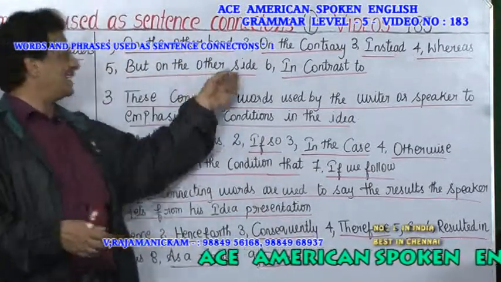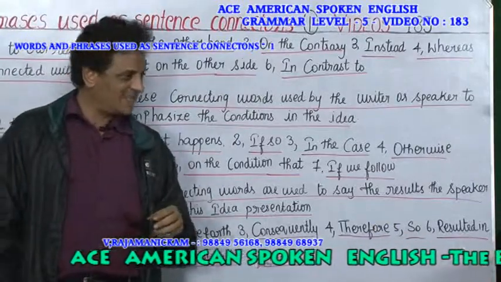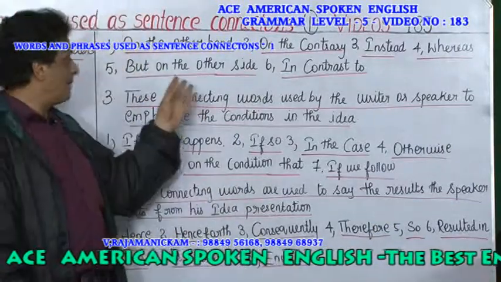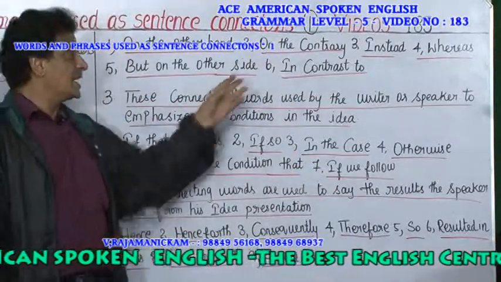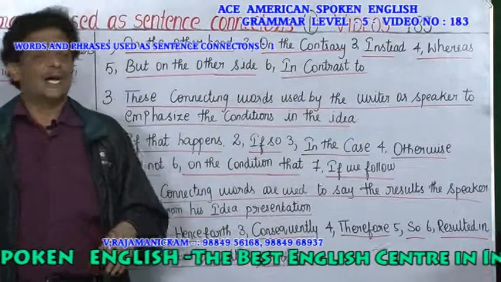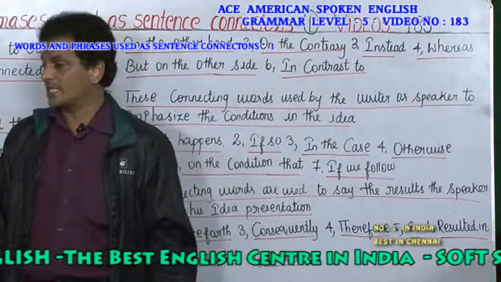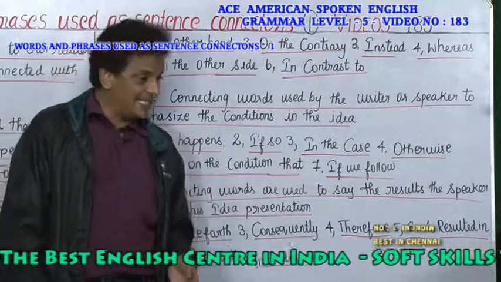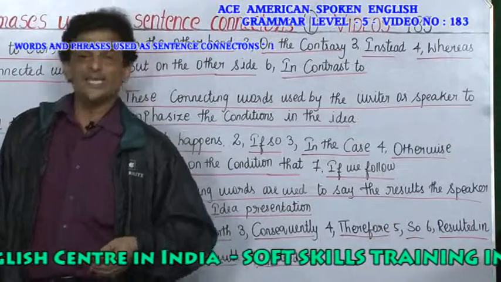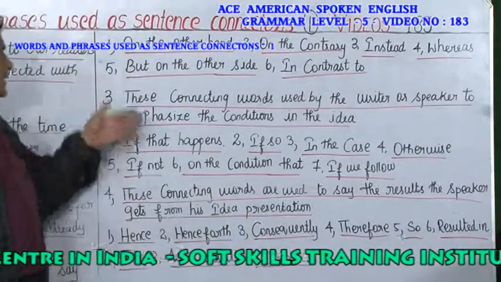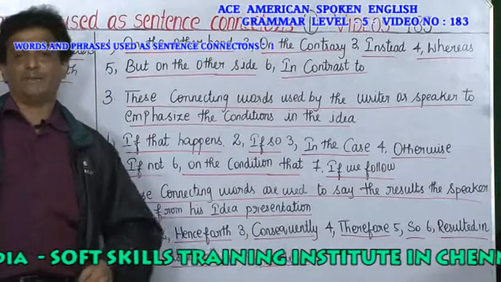Whereas, but on the other side, in America, you have wonderful climate. But on the other side, India, we have a hot climate. In contrast to Pakistanis, Pakistanis wear dresses in contrast to Indian dresses, right? They use pajama, jibba. We use dhoti and shirts. So இந்த மாதிரி ஆப்போசிட் ஐடியா சொல்லும் பொழுது இந்த சொற்றொடர்களை பயன்படுத்துகிறீர்கள்.